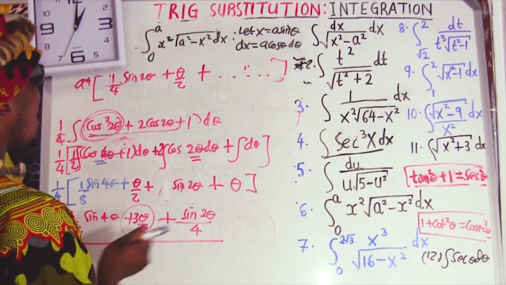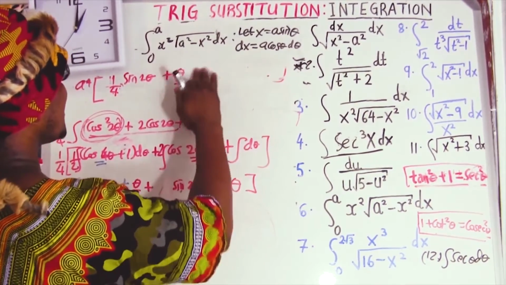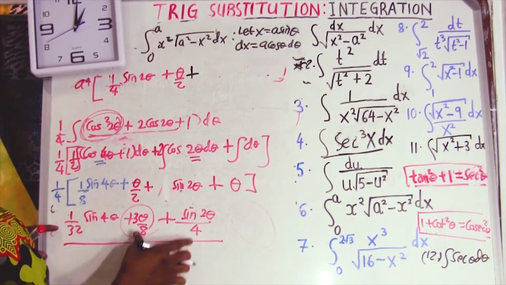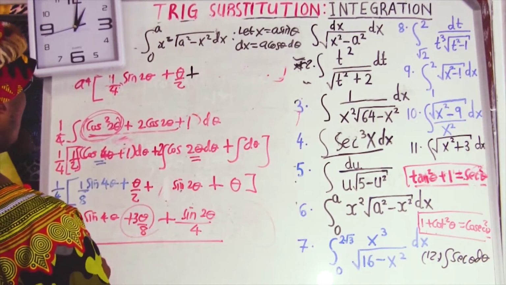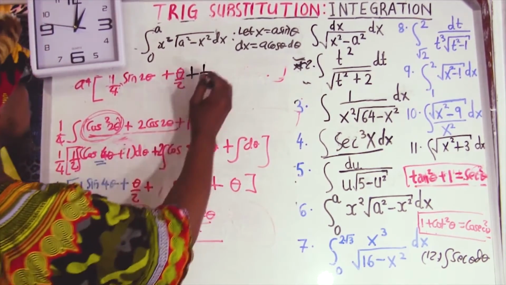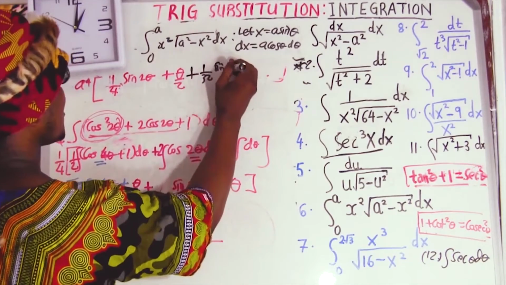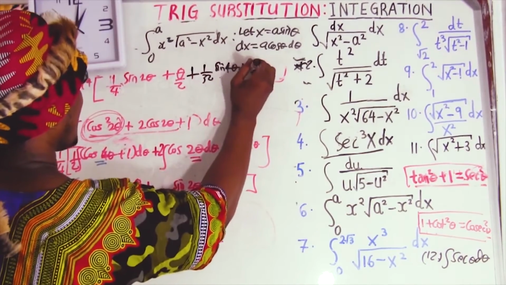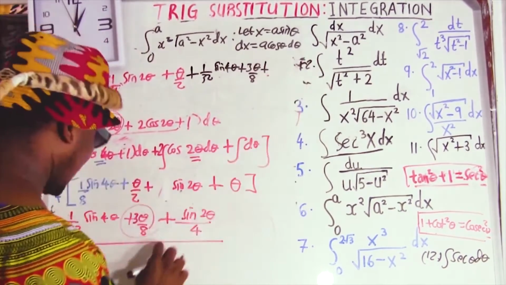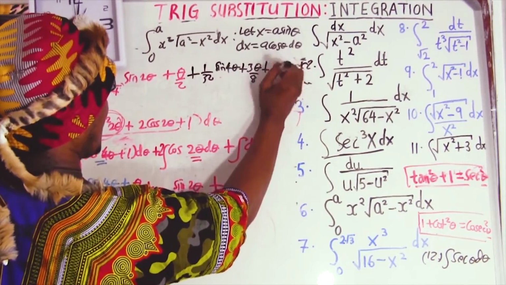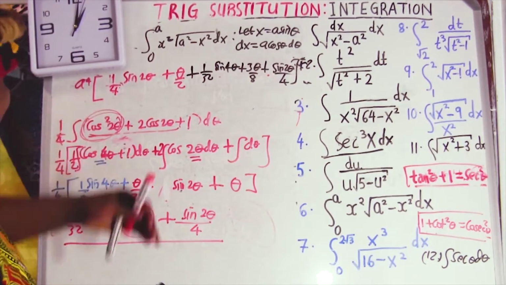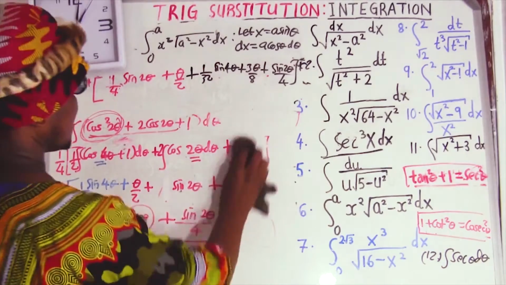Now I'm going to come and replace some stuff here. I'm going to say plus, this stuff here is going to come in here. So it's going to be 1 over 32 sine 4 theta, plus 3 theta over 8, and then plus sine over 4. So for that case now, we're going to take that one and then multiply it out.